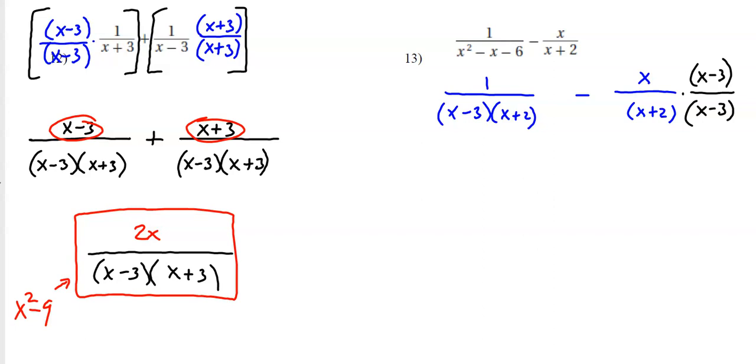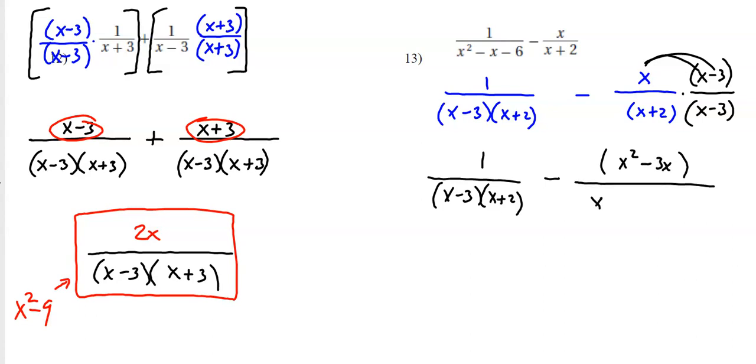So over here on the left, nothing has changed. I just have 1 over x minus 3, x plus 2. Take away, well, over here on top, this is going to be an x squared minus 3x. And then my bottom is the x minus 3, x plus 2. Now I've got to be really careful because when I'm doing subtraction, it's one take away that parentheses. So I really need to distribute a negative 1 through here. So on top, I'm going to have 1 minus x squared minus 3x, all over.